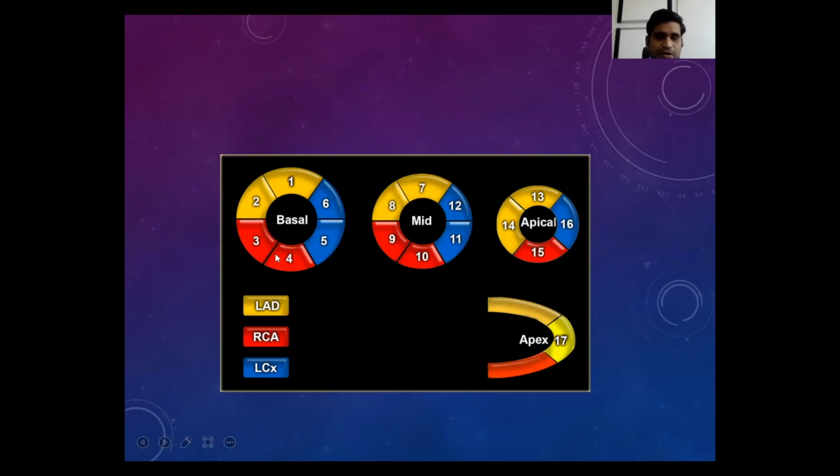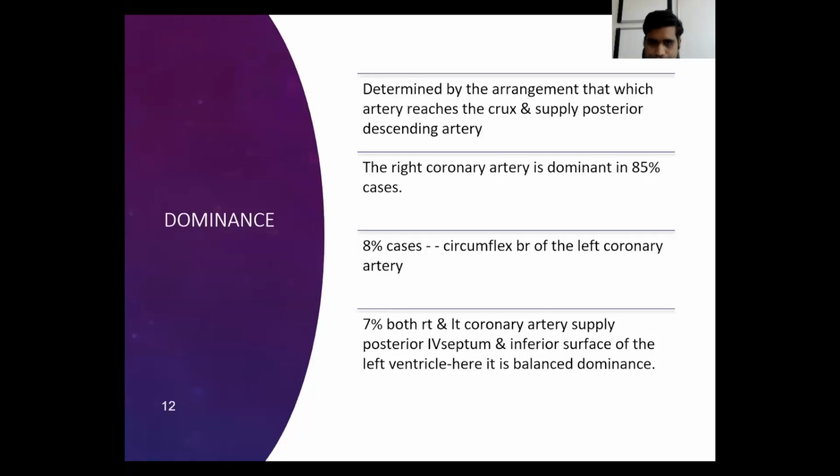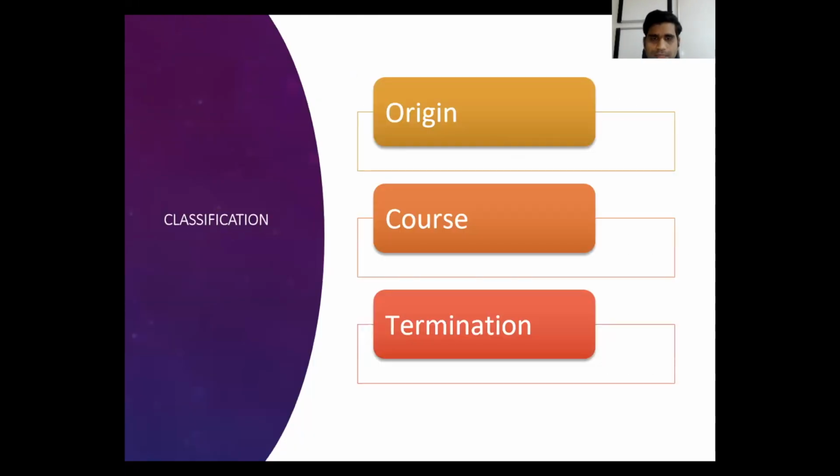In the common pattern, the inferior wall is supplied by the right coronary artery. The lateral wall is supplied by the LCX. The anterior wall is supplied by the LAD. Now, the classification of congenital anomalies. They are classified into anomalies at origin, anomalies at course, and anomalies at termination.